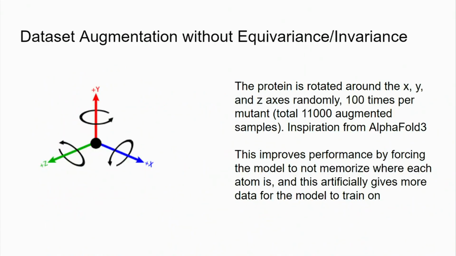For the dataset augmentation, we do protein rotation because we want to generate more data. The protein is rotated randomly around X, Y, Z, and we do this 100 times per mutant. So in total we have 11K augmented samples. It's inspired by AlphaFold 3. This improves performance by forcing the model not to memorize where each atom is, and it artificially gives the model more data to train on.